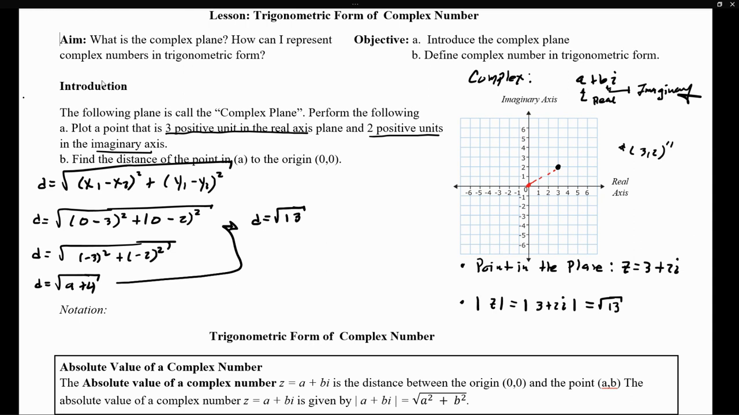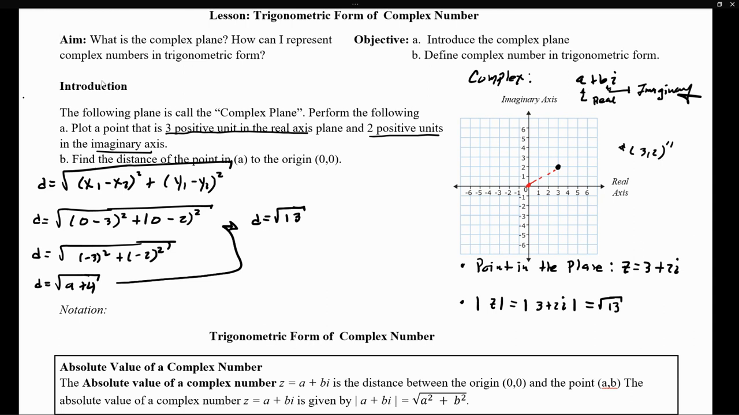And we're going to be taking a look at examples where we want to take the absolute value of such complex numbers. But just recall that the absolute value of a complex number is just the distance from the point in the plane all the way to the origin.